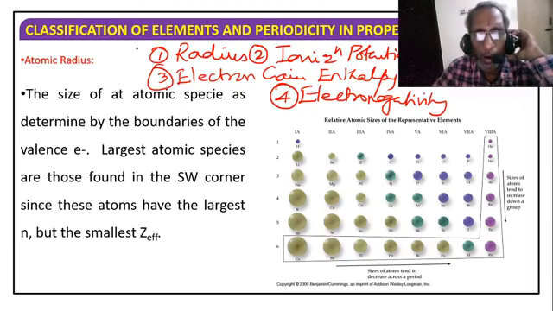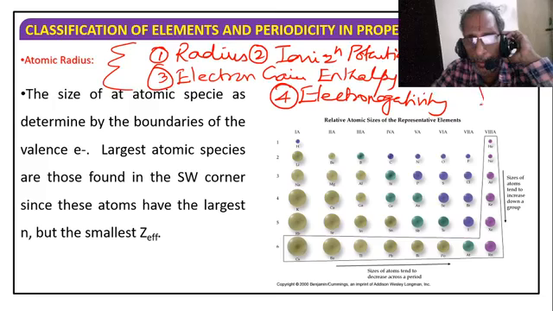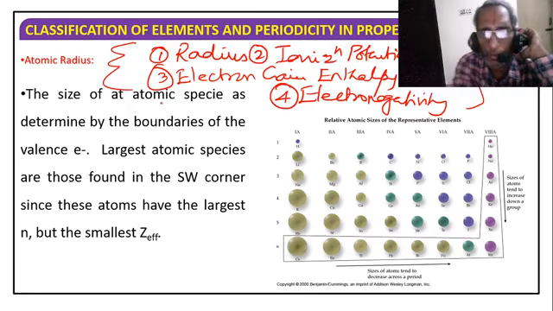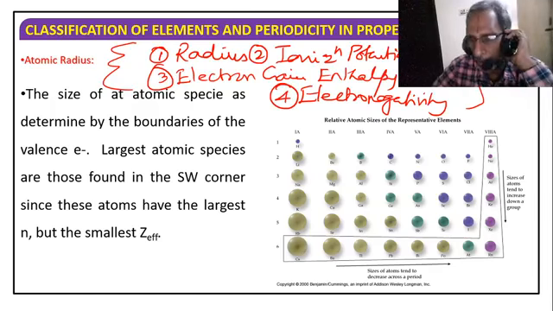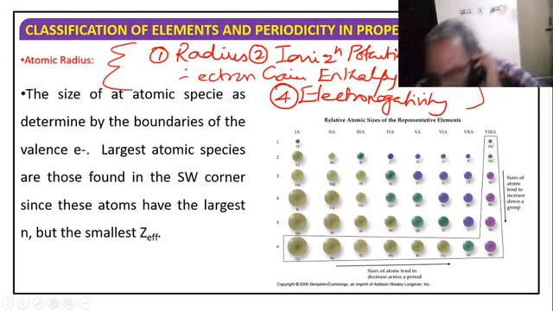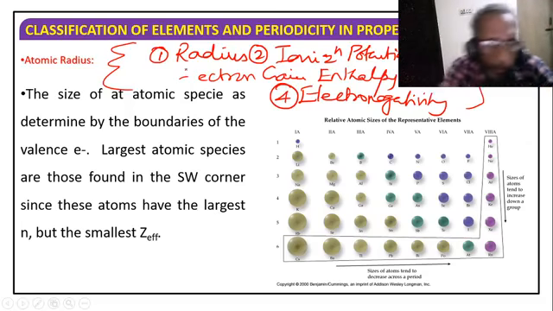Here also, all other properties of elements depend upon these 4. These 4 are the fundamental properties: radius of the atom of the element, ionization potential of the element, electron gain enthalpy, and electronegativity. Radius is also called size. These 4 properties decide mostly other properties. So how do these 4 vary?